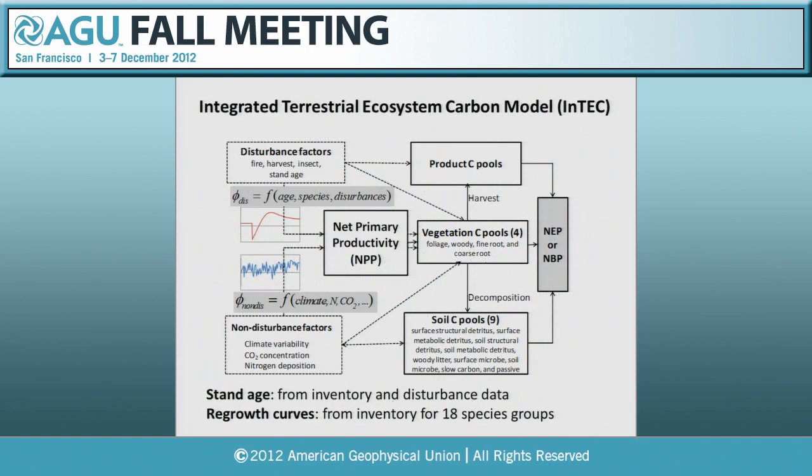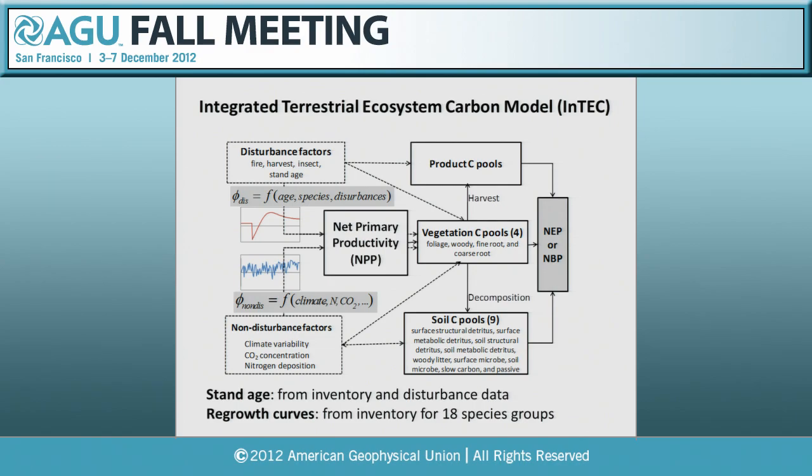And to do that investigation, we need a tool. This tool should be able to consider both disturbance and non-disturbance factors. So this is called the Integrated Terrestrial Ecosystem Carbon model. This is to integrate disturbance and non-disturbance effects.